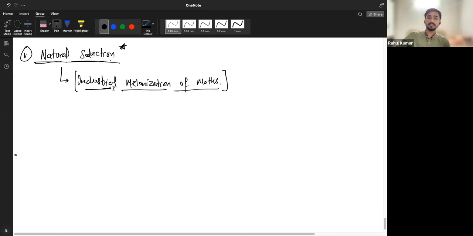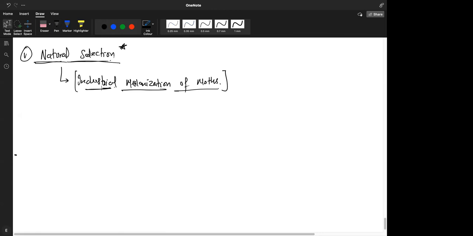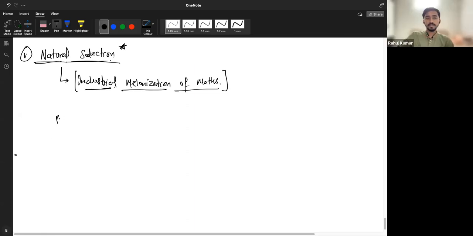So moths, industrial. The word industrial means due to the Industrial Revolution, something happened. And melanization comes from the word melanin. What does it mean? Melanization means pigmentation, right? The pigment is being produced more.